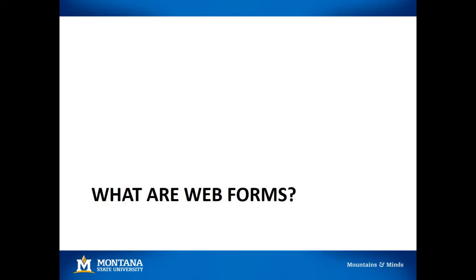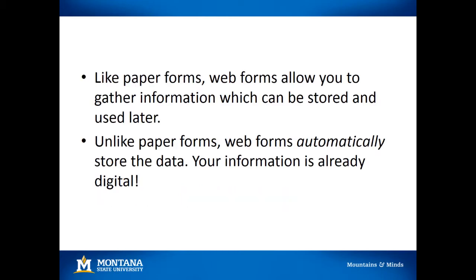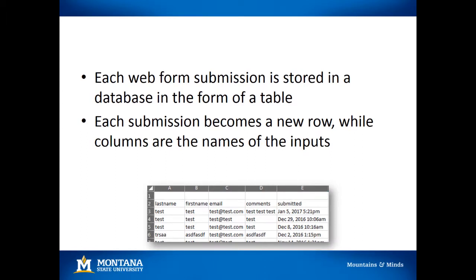What are web forms? Like paper forms, web forms allow you to gather information which can be stored and used later. And unlike paper forms, web forms automatically store the data. Your information is already digital. Each form submission is stored in a database in the form of a table, and each submission becomes a new row, while columns are the names of the inputs. In the example below, we have inputs of last name, first name, email, comments, and an automatically created submitted date. Then beneath that, we have 4 test submissions.